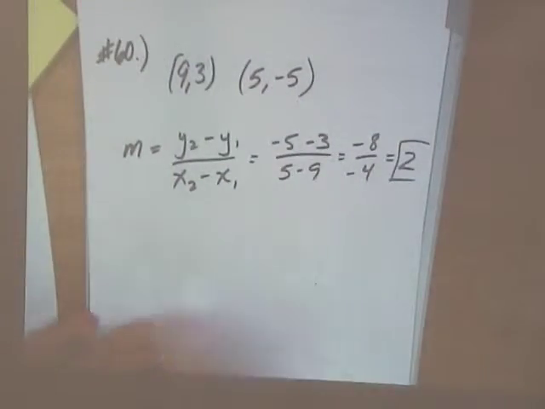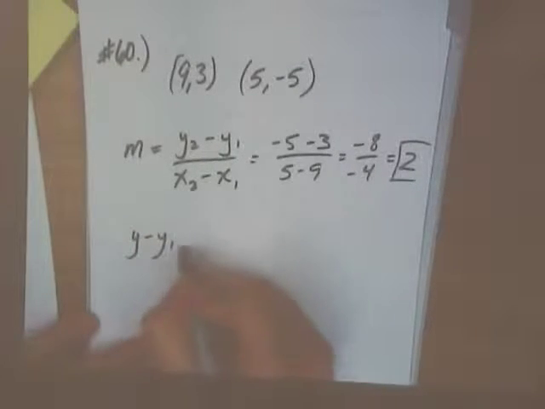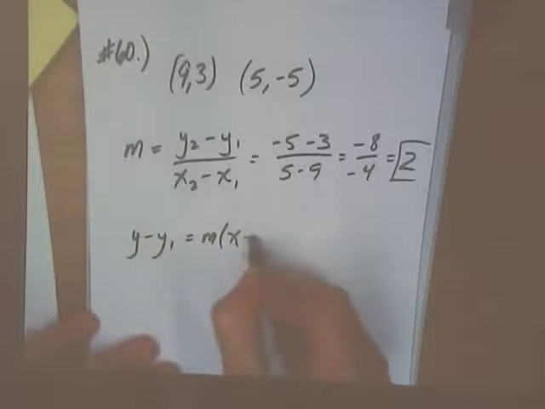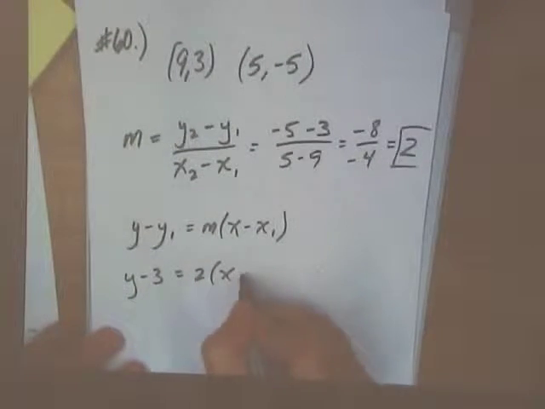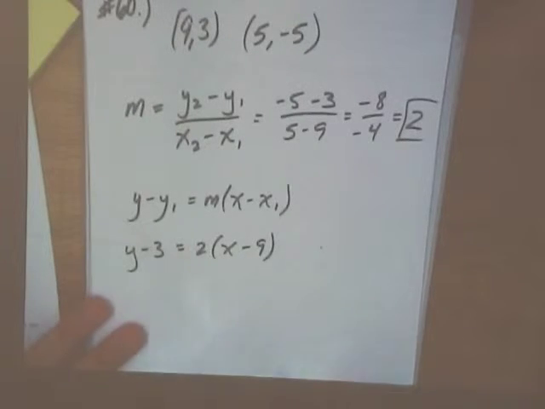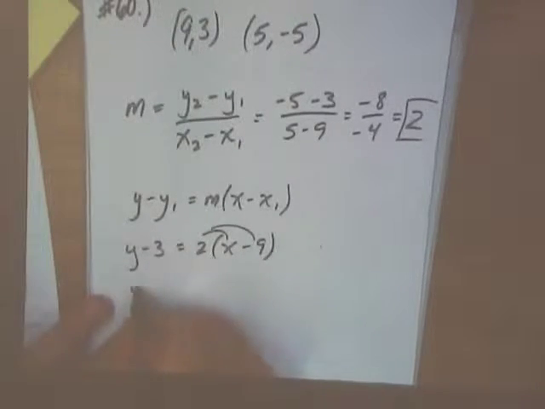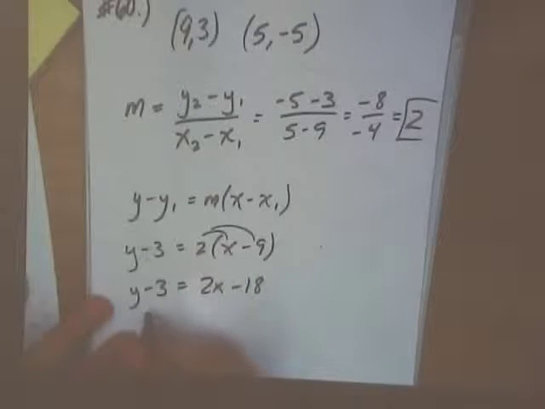So now we have a slope and a point. So I'll start with point-slope form. So I've got y minus 3 equals 2 times x minus 9. And they want it in slope-intercept form. So I need to distribute, and add the 3 over.